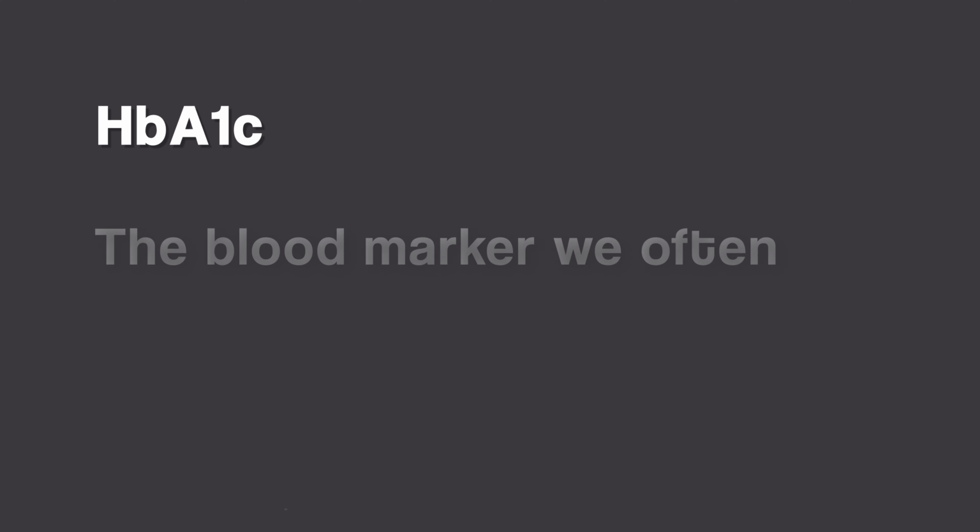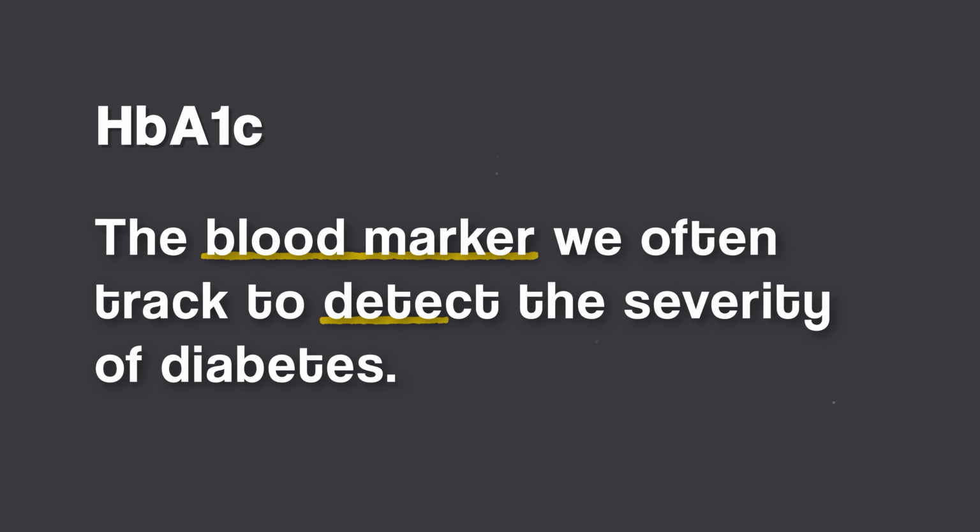A lot of you who have diabetes will know about HbA1c. This is the blood marker we often track to detect the severity of diabetes. So if you're having all those things managed, that's very crucial for knowing what path you're on. Are you on a path, if you don't have diabetes yet, to develop full-blown diabetes? Are you on a path where if you do have diabetes, it's getting worse? You really want to know where you're at. And I can't encourage enough to get these checkups because it could save your life.